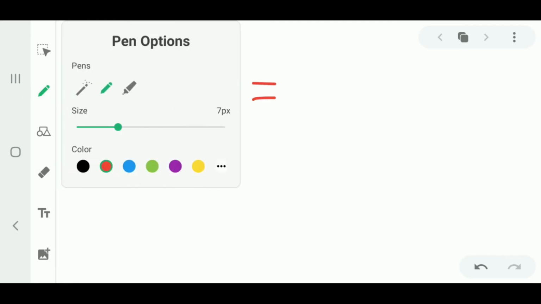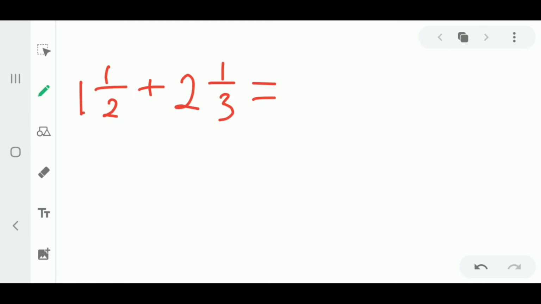Let's say we had 1½ plus 2⅓. The first thing you'd want to do is multiply the denominator by the whole number, and then you add that to the numerator. Do the same thing here. Denominator by the whole number, multiply, add that to the numerator. Cool?